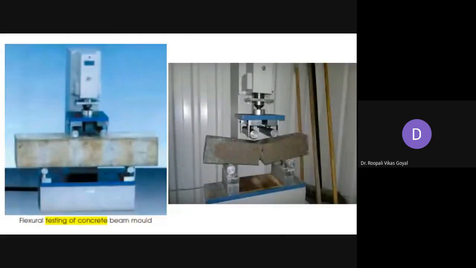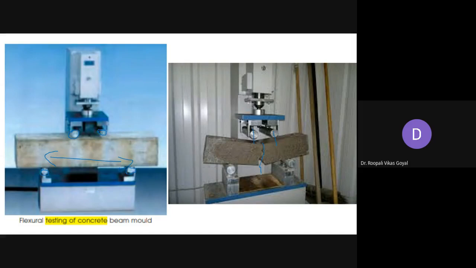Okay, so here this is the actual test specimen that is under testing machine. So these are the two rollers, bottom rollers, and under which you have to keep your particular specimen, and then this is 1/3 loading. So here this crack is observed.